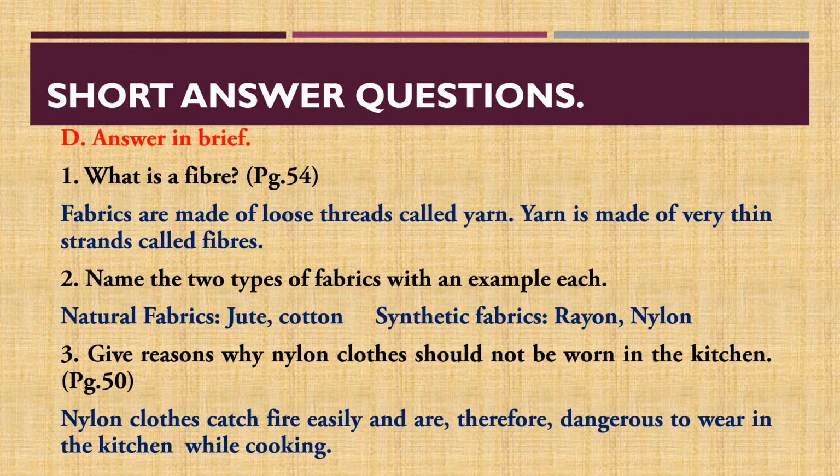Question 2. Name the two types of fabrics with an example each. Answer: Natural fabrics, example: jute, cotton. Synthetic fabrics, example: rayon, nylon.